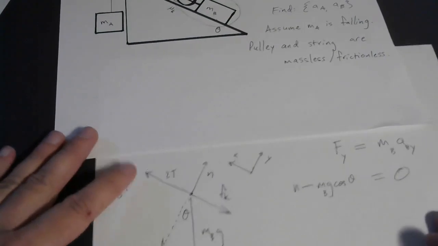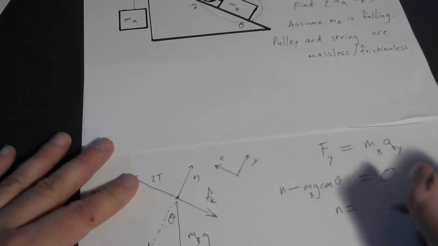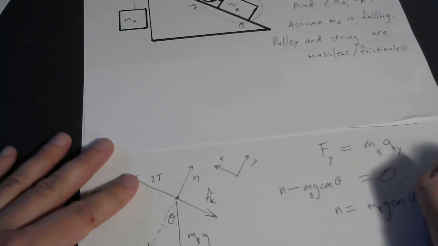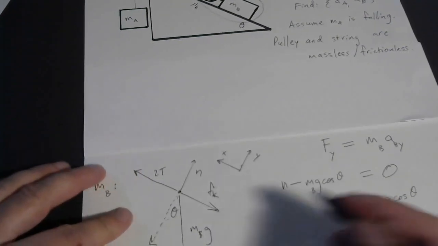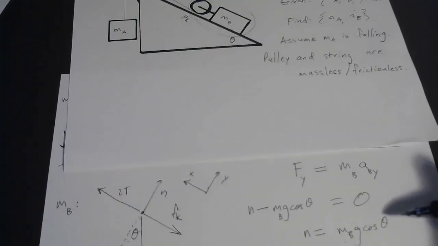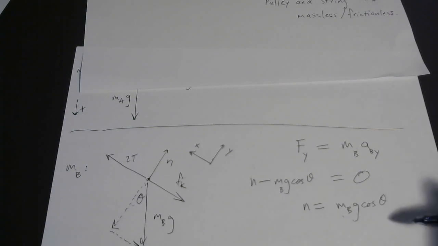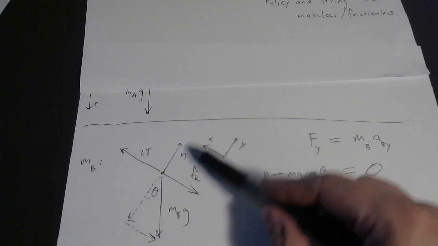That's got to equal 0. And this equation tells us that the normal force is not merely the weight of mass B, it's the gravitational force on mass B times the cosine of theta. This result shows up in a lot of problems. I think it's worth memorizing, but you don't want to just quote it naively because sometimes there may be additional forces along this axis.